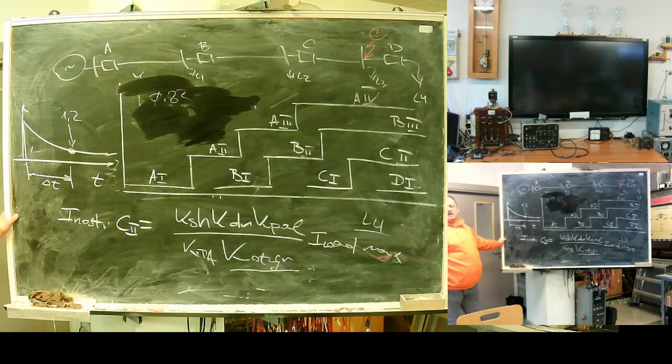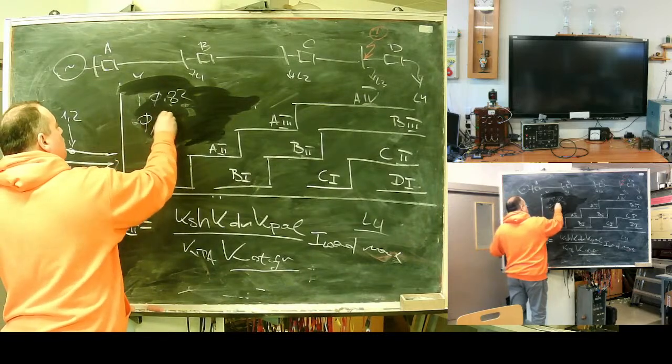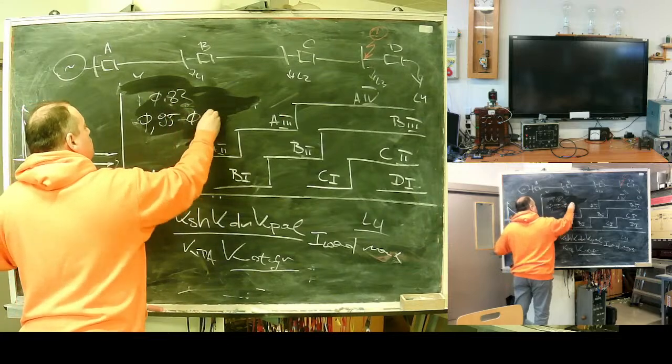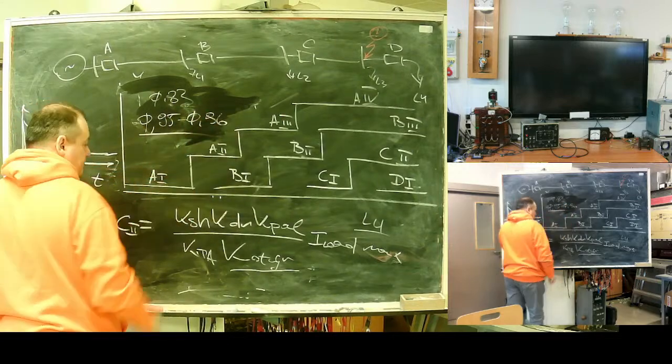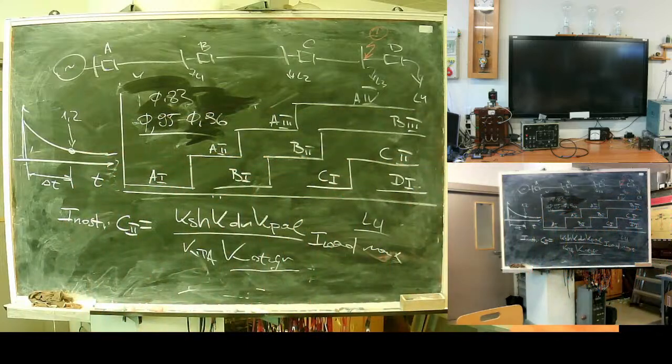Now, in modern days, the default is 0.95, 0.96. This means a 4% margin. Why not 1?